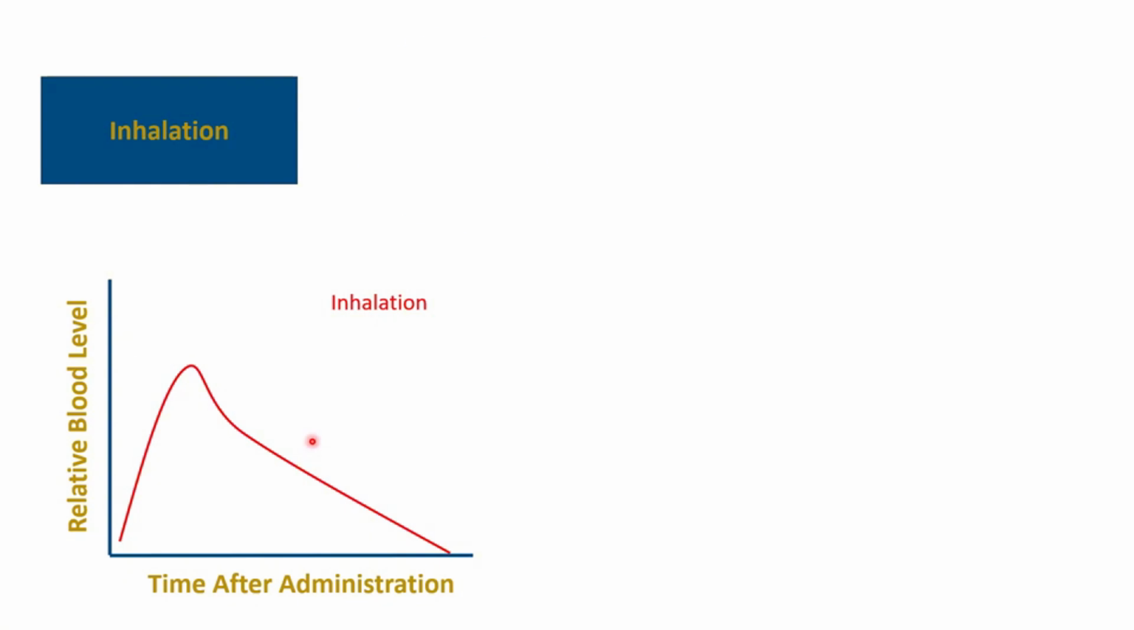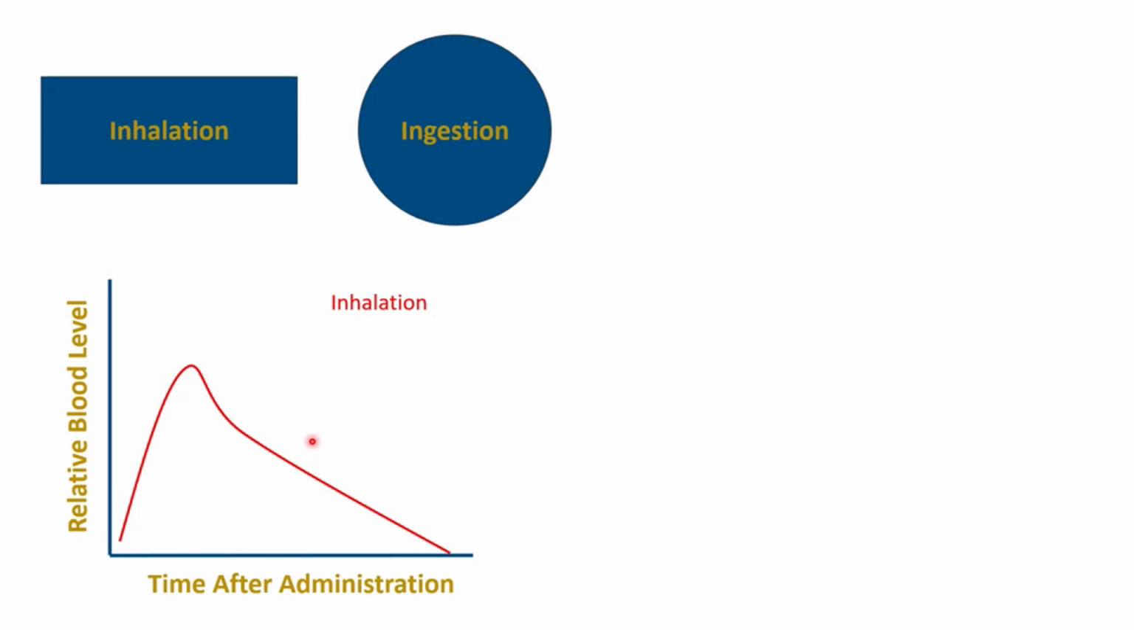A second mechanism would be ingestion. So here we have the toxic agent entering the body through the GI tract. For ingestion, we have this green curve. What we see as compared to inhalation is first a smaller magnitude in the relative blood level, and also a longer time until we see the peak concentration in the blood in this curve. So again, consider the different barriers the toxic agent has in getting into the bloodstream through the GI tract.